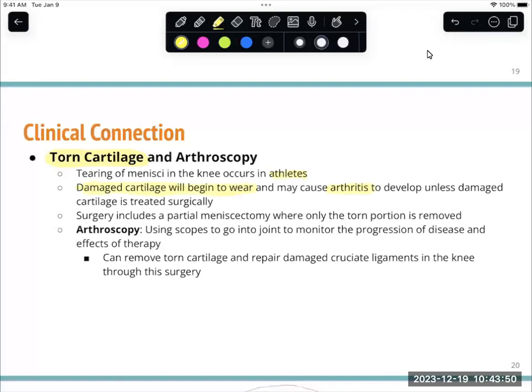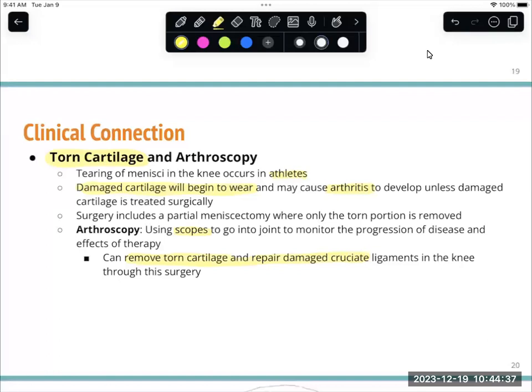So what they can do is they can make little tiny incisions, not even half an inch, maybe a quarter of an inch, into that joint. And what they do is they use little scopes, little cameras, send them into that joint, and they can repair. They can remove torn, damaged cartilage. They can actually repair cruciate ligaments in the knee this way, but they can go in and look around and see what's happening because there's no other imaging that's going to show you damage to cartilage.